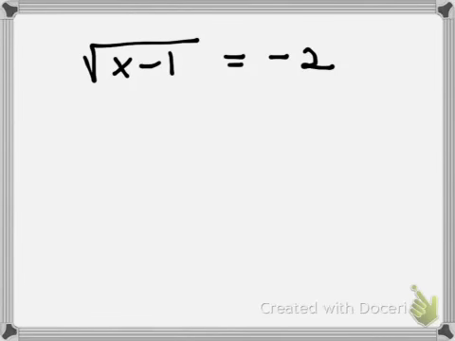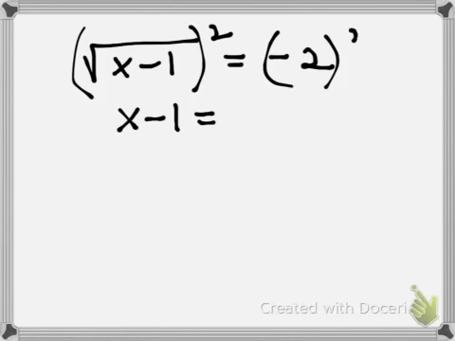And what I want to do is solve this by squaring both sides. If I square the left-hand side, square root times the same square root just gives you what's underneath the radical. I have to square both sides, because what you do to one side of the equation, you must do to the other. And negative 2 squared is 4. And when I add 1 to each side, I get 5.